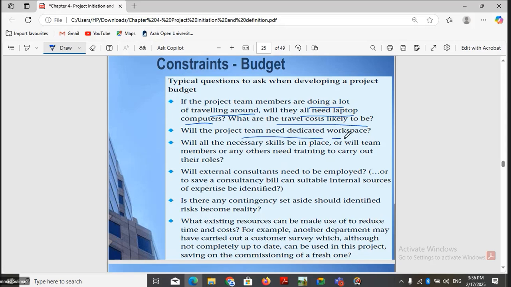Will the project team need dedicated workspace? That means that we may need to rent a building or offices, if the employees or the project teams need some space to work.